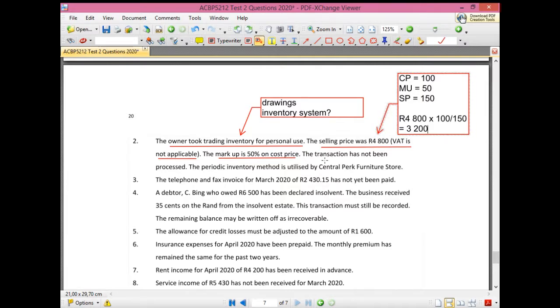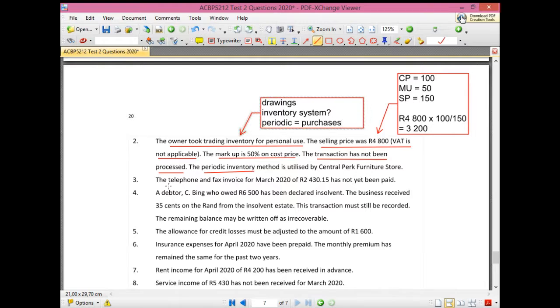Now they tell you the transaction has not been processed, so it has not been recorded as yet. We still need to account for it. And then we have a periodic inventory method. So when we have periodic, it is expensed, so it goes to our purchases account. That's why you need to know what inventory system you are looking at.